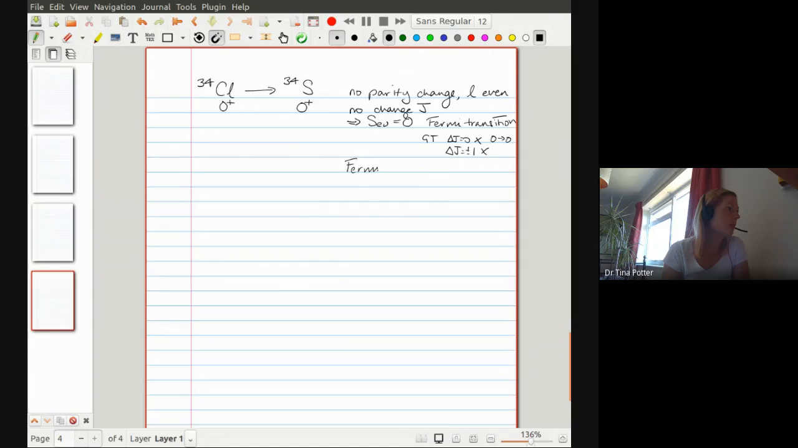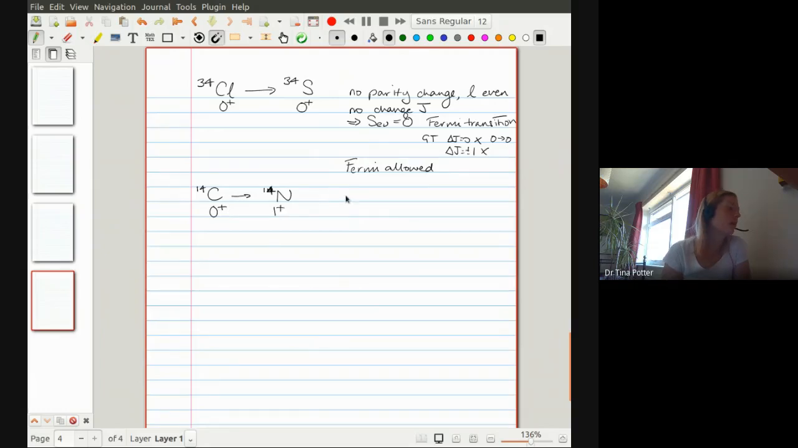So the allowed decay here for this beta decay, it can be a Fermi decay, and it's allowed, not first or second forbidden or something like that. The next example we're going to have a look at is carbon-14 undergoing beta decay to nitrogen-14. And this is a 0 plus state going to a 1 plus state.